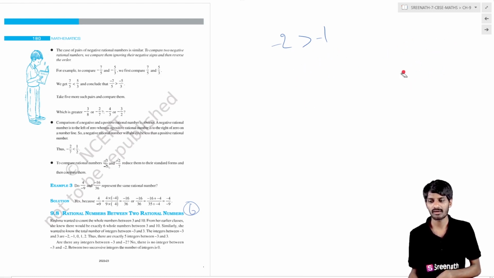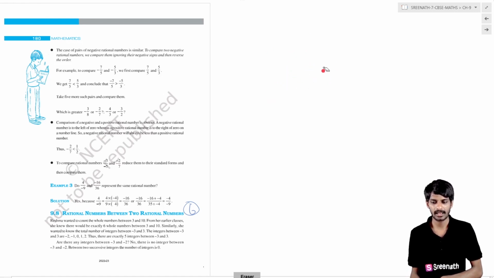Whenever there is no negative sign, which is greater? 2 is greater than 1 when there is no negative sign. So write like that, and whenever there is a negative sign, just reverse the order, that's it. That minus 2 is less than minus 1, like that.